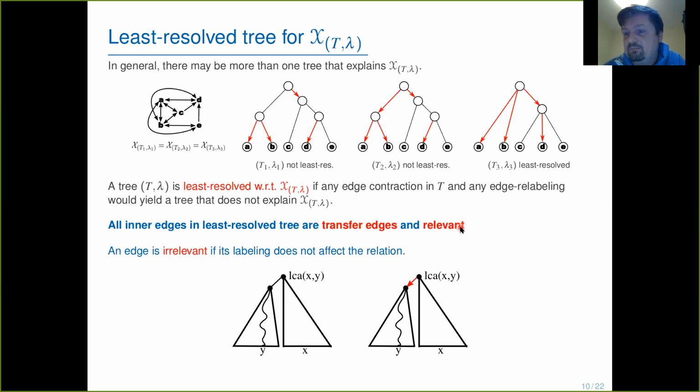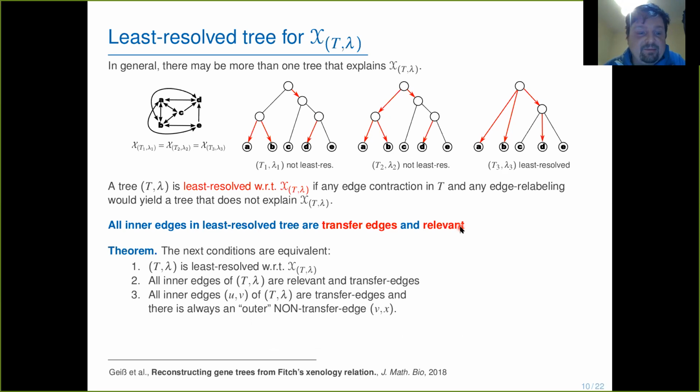This is the conclusion. And this is essentially the characterization of least resolved trees with respect to a given Fitch relation. As we have seen before, all inner edges must be relevant, and in particular transfer edges. And this is equivalent to all inner edges are transfer edges, and there is always an outer edge. An outer edge is an edge that is incident to a leaf.